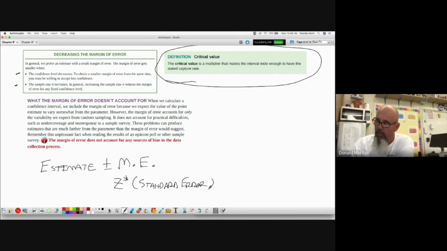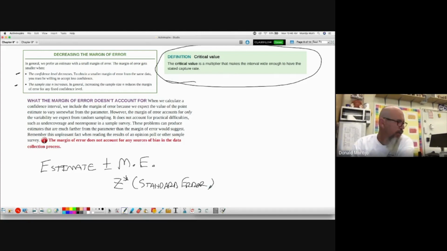So for now, we'll look at this star as the critical value. This Z star value, or we'll see later we might want to use T star, but for now, let's talk about Z star. And really what it is, is a Z score.